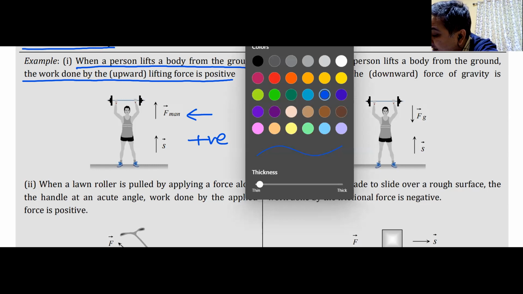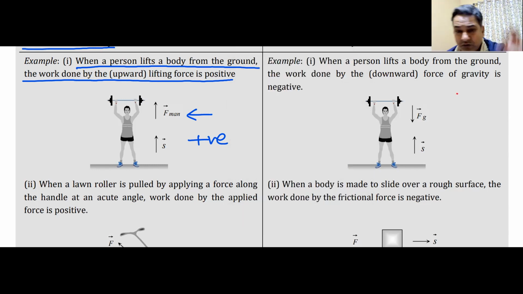But if I look at the second case, in the second case also, man is lifting the weight, but right now they are thinking about work done by gravity, force of gravity. The weight of this block is downwards, displacement is upwards, and in this case, work done by gravity is negative. So in one case, work done by man is positive. In second case, work done by gravity is negative. Positive work, negative work. Positive work, negative work. You have any doubt, please ask.